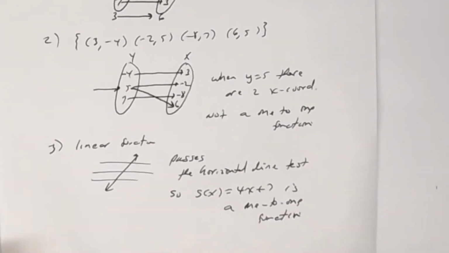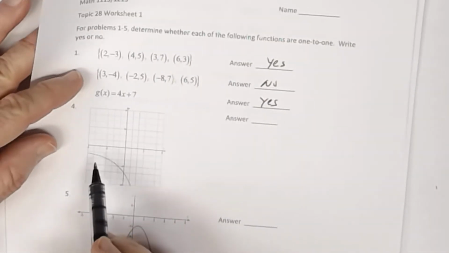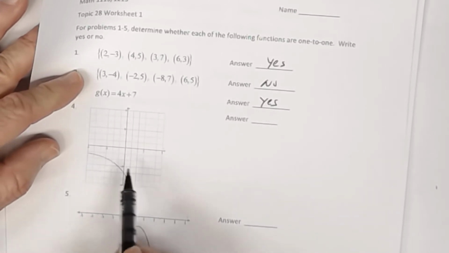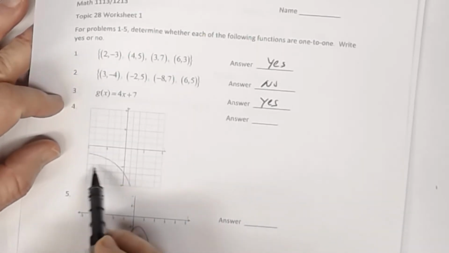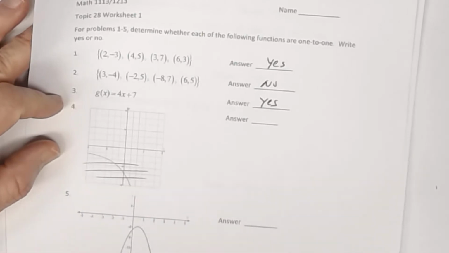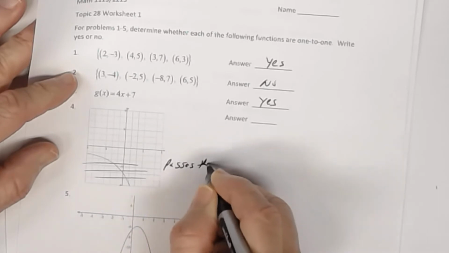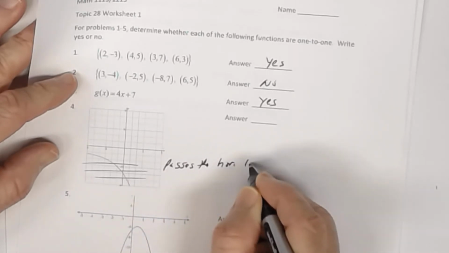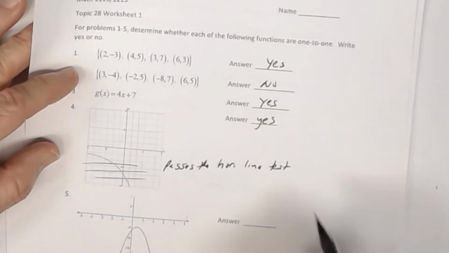Okay, so in number 3, the answer is yes. In number 4, here you can see that... okay, so that's number 4. All right, so here's the graph, and notice that it passes the horizontal line test. So the answer is yes.